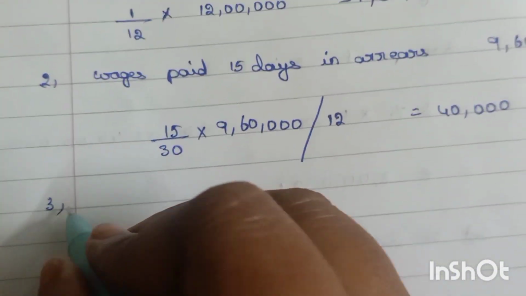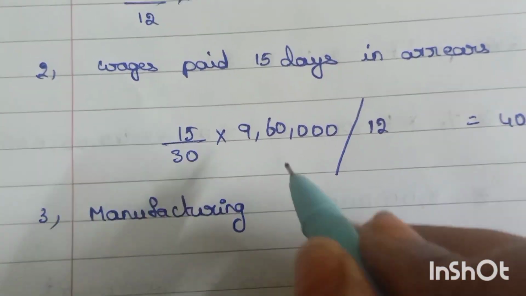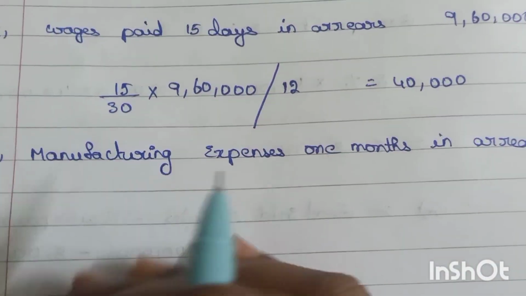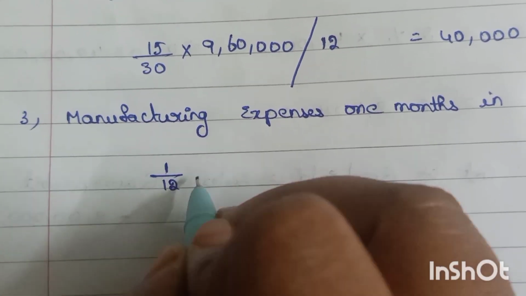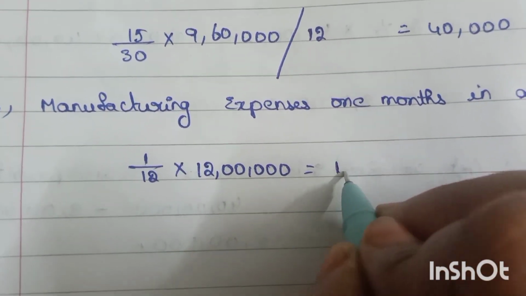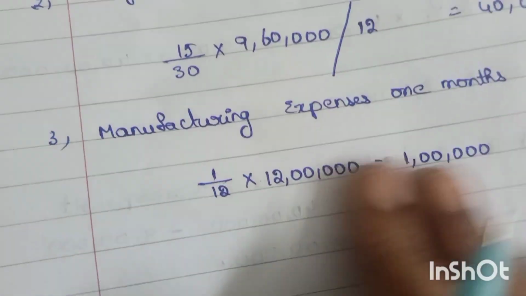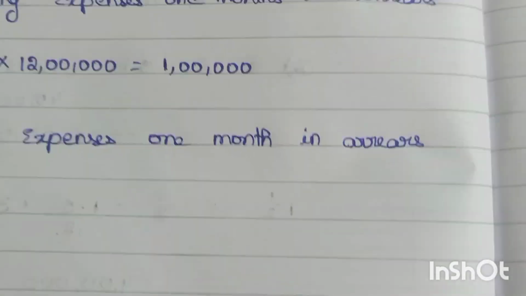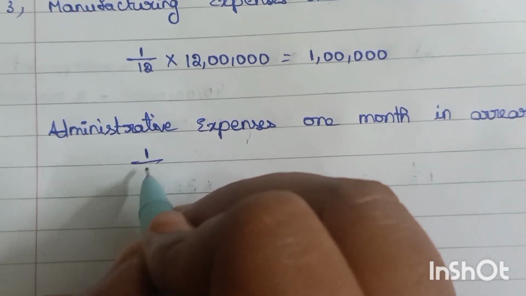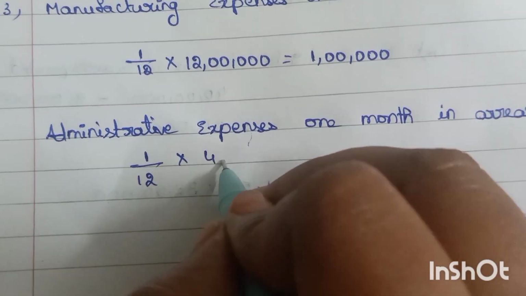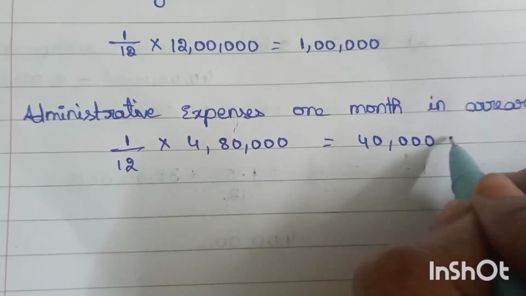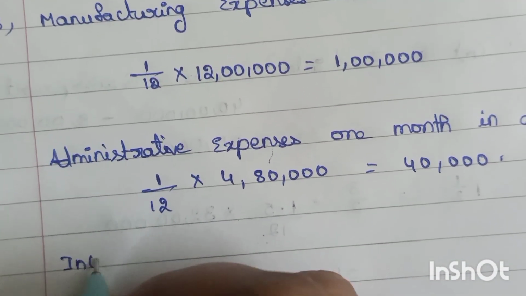Next one is manufacturing expenses. This one is also 1 month in arrears. How do we calculate it? As usual, 1 divided by 12 into 12 lakhs is equal to 1 lakh. Next one, administrative expenses, 1 month in arrears. 1 divided by 12 into 4 lakhs is 40,000.